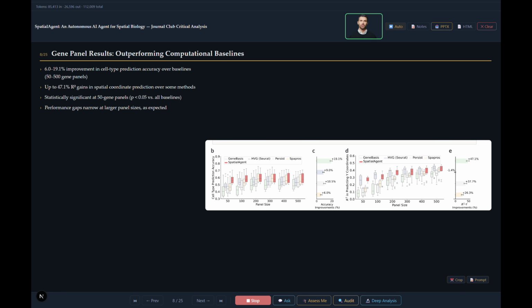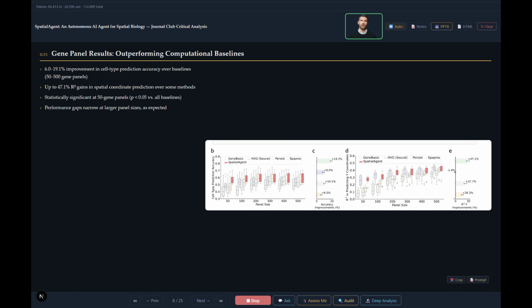The quantitative results are shown here. Spatial Agent consistently outperforms the 4 computational baselines across panel sizes from 50 to 500 genes. The improvements are most pronounced at smaller panel sizes: 6 to 19% better cell type prediction accuracy and up to 47% R-squared gains in spatial coordinate prediction over methods like PERSIST. Notably, the advantage narrows at larger panel sizes, which makes biological sense. With 500 or more genes, there's enough coverage that most methods converge.